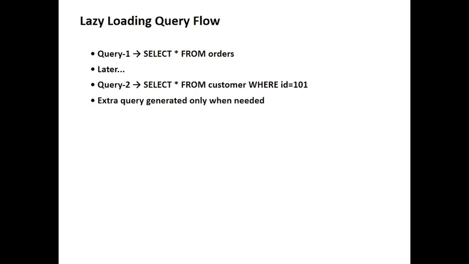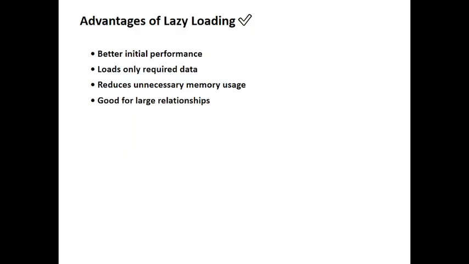So query 1, for example, select star from orders. At that time, when you run select star from orders, only the order details will come and the customer details won't come because it's lazy loading. Later when you need the customer details, it will run select star from customer where ID equal to 101. So the extra query is generated only when needed.